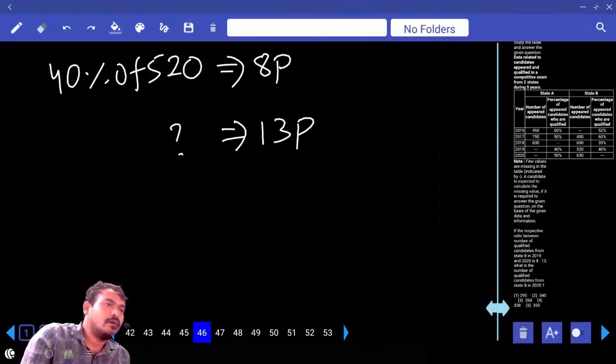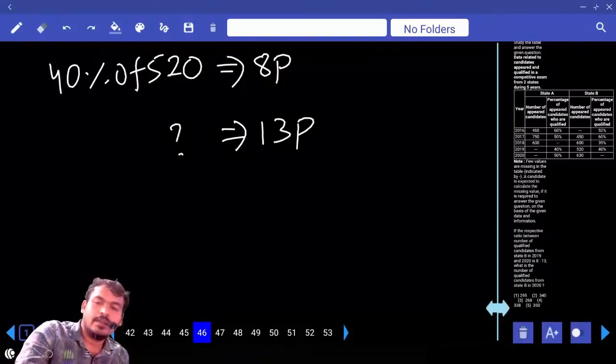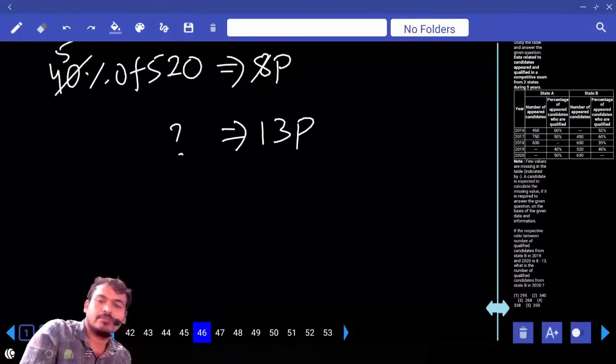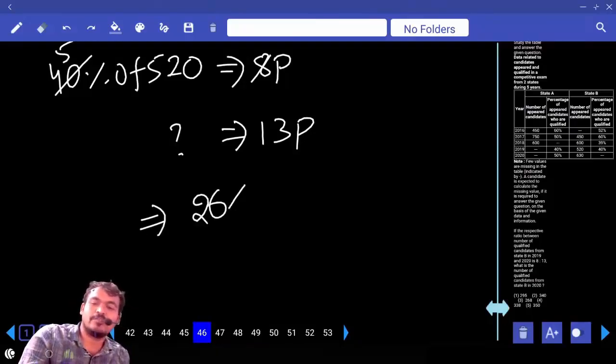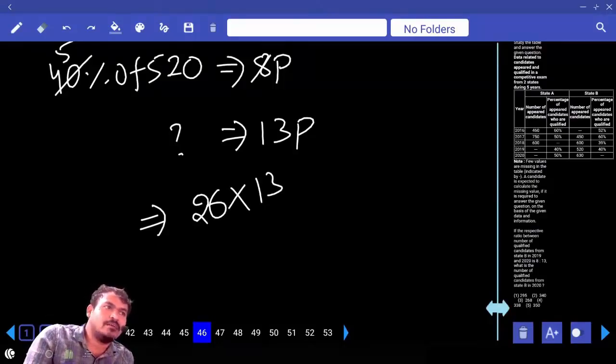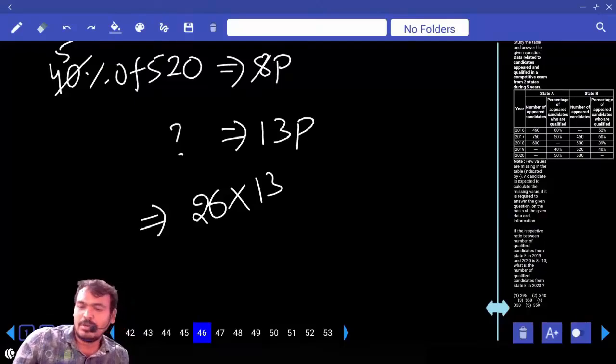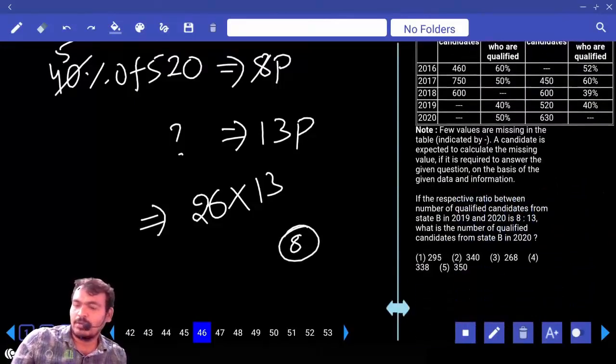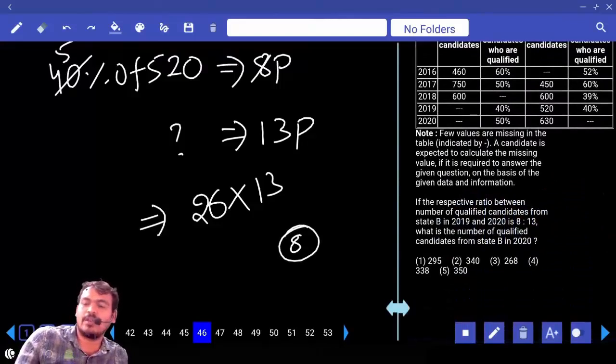Okay. 8 how many times? 5 times. 5% of 520 is 26, into how much value? 13. How much ending with? 8. How many options? 2 options. Okay. In that, only one option is a multiple of 13. Which option? Fourth one.